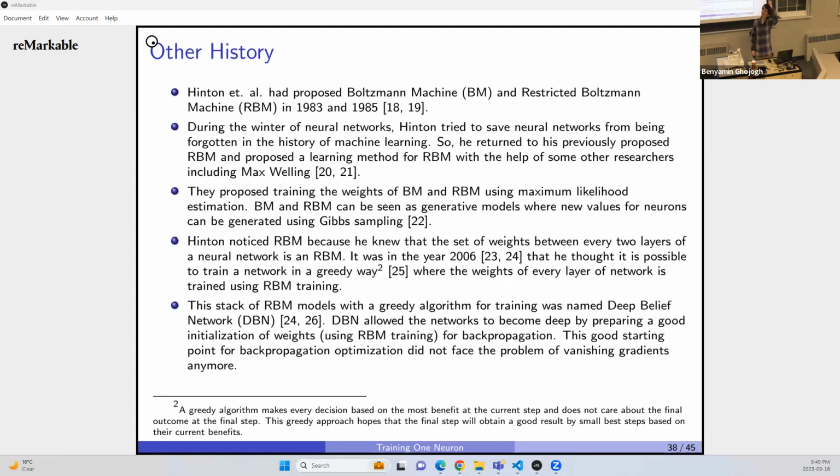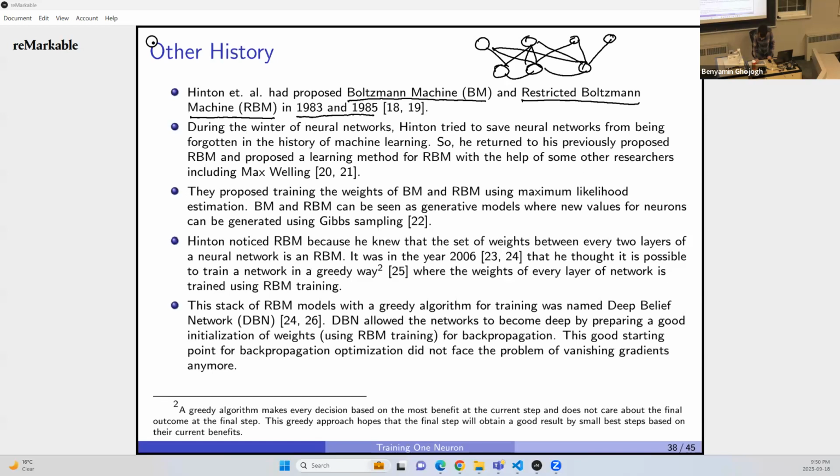He thought of one algorithm which he had proposed in 1983. Hinton had proposed the Boltzmann machine and the restricted Boltzmann machine, or RBM in short, in 1983 and 1985. So what is a Boltzmann machine? Well, you have several neurons like this, or several units, whatever you call them, also several units like this, and the units are connected to each other.